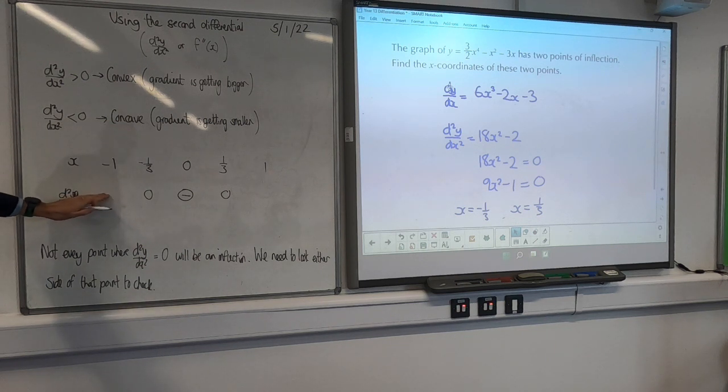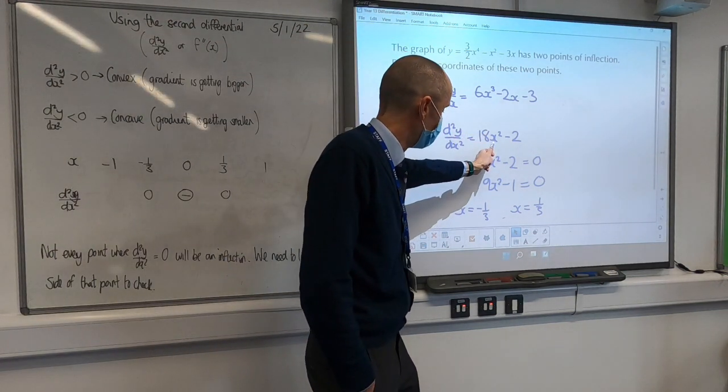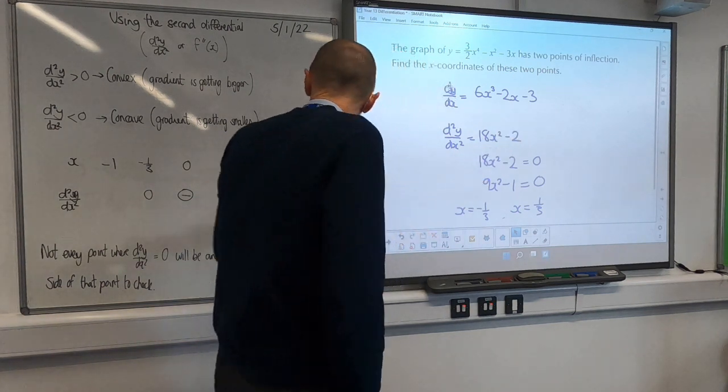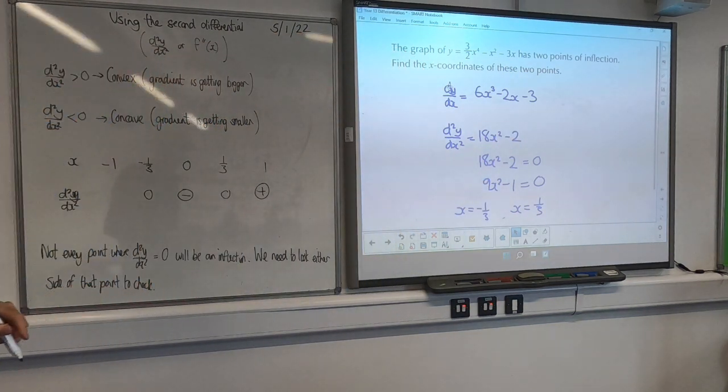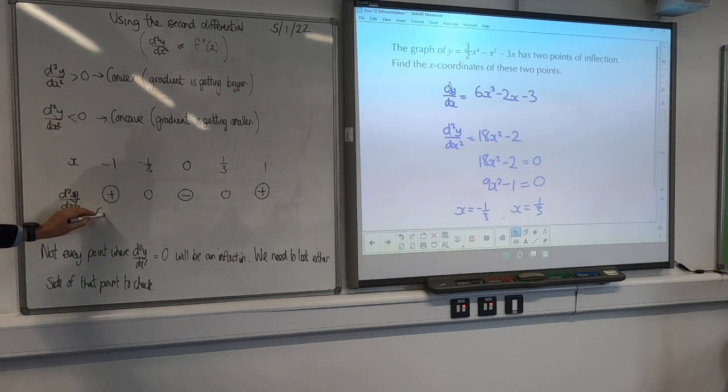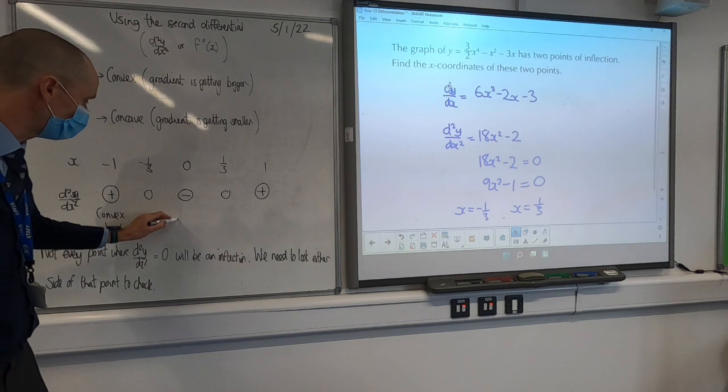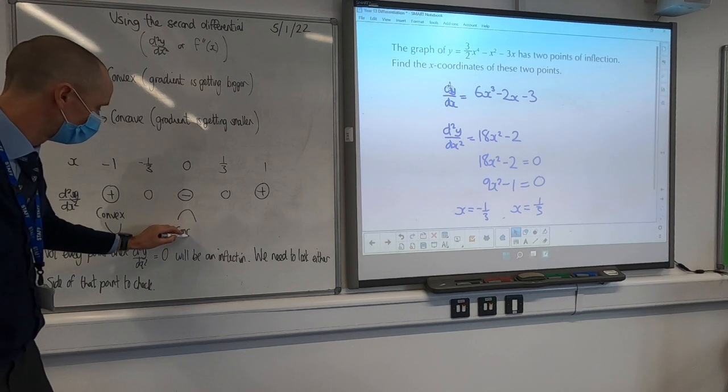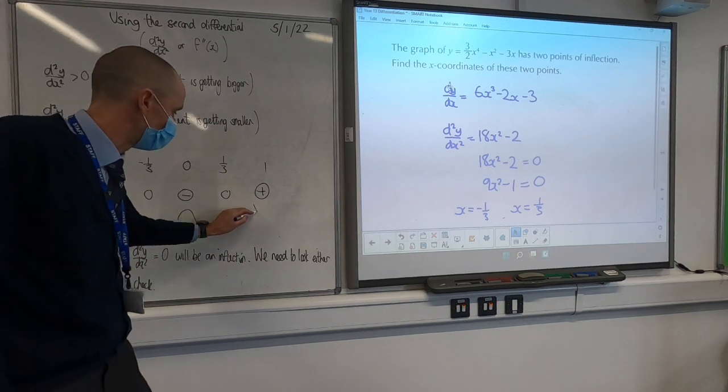So I'm hoping to find that this is positive, and this is positive, because that will confirm these are points of inflection, where it goes from convex to concave and then back to convex again. Let's have a look. So when x is 1, that's going to be 18, take away 2, that's positive. And minus 1 squared will also be 1, so yeah, that's positive as well. So what it tells me is that this curve goes from convex, which is like that, through a point of inflection to concave, and then back to convex.